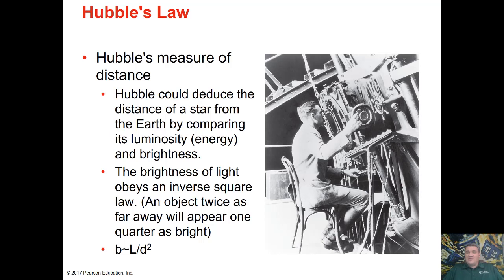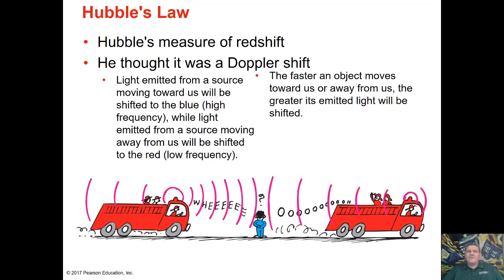If we know the luminosity and the brightness, then we can figure out distance, because brightness follows an inverse square law. So if you know the brightness and you know the luminosity, you can figure out the distance. From this, Hubble was able to show that the Andromeda Nebula was actually outside of our galaxy, and in fact, at the distance he determined, it had to be as large, if not bigger, than our own galaxy.